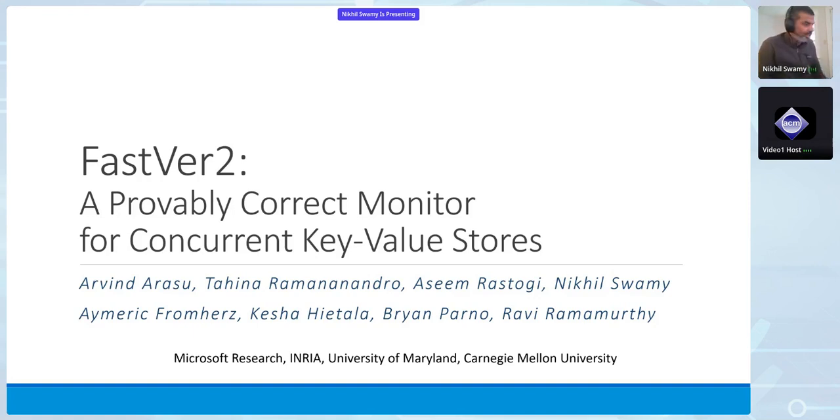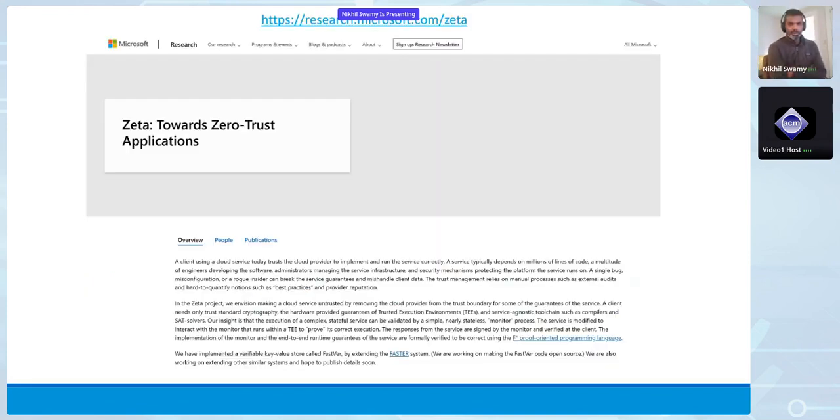This is joint work with several colleagues of mine: Arvind Arasu, Tahina Ramananandro, Aseem Rastogi, Aymeric Fromherz, Kesha Hietala, Bryan Parno, and Ravi Ramamurthy. The broader context for this work is a project that we have going called Project Zeta, where we're looking at how to reduce the trust a client has to place in a cloud service, both in the service itself and in any trust they may have to place in the cloud service operator.